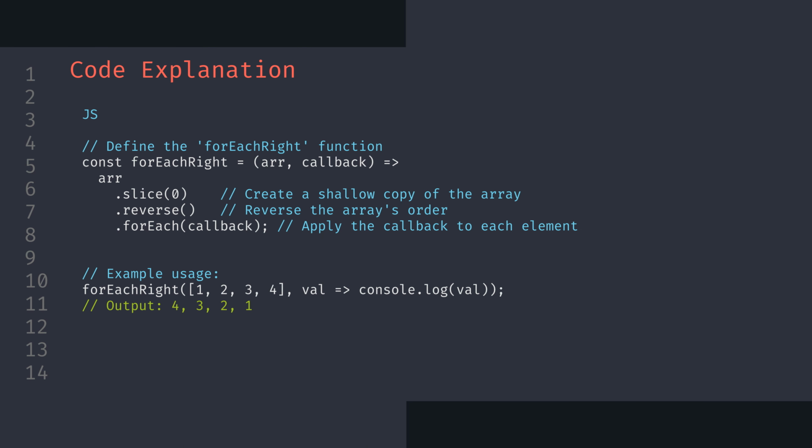This code uses three key steps: slice to clone the array, reverse to reorder elements, and forEach to apply the callback. This ensures the original array remains unchanged while processing the elements in reverse.